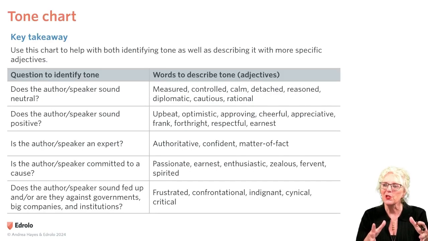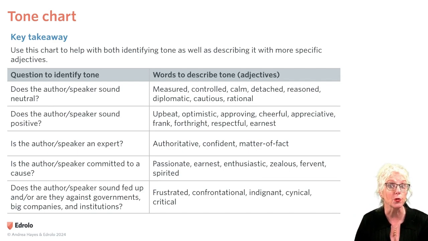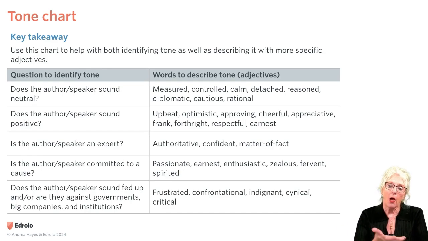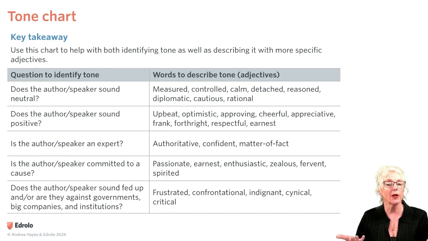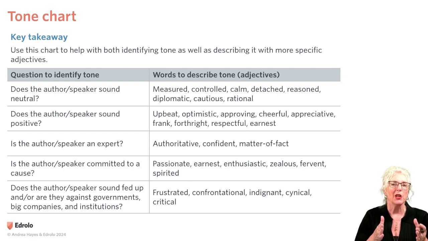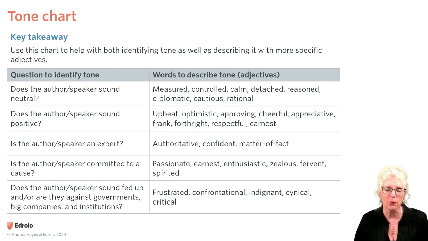Our tone chart. So it's a really good idea to read through these. The left-hand column, questions to identify tone. For example, does the author sound neutral? And then options, measured, controlled, calm. They're all adjectives that you can use to describe this tone. It's a really good idea to learn a few of these words in the right-hand column and make sure that you use them perhaps instead of the really general ones.